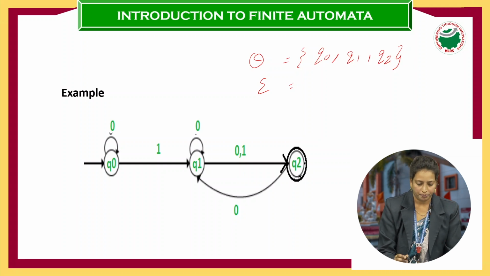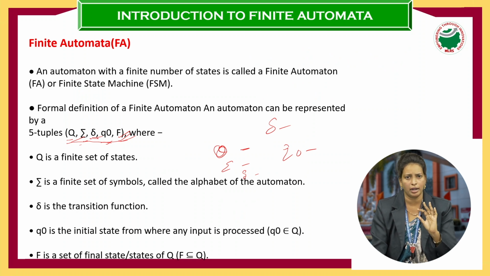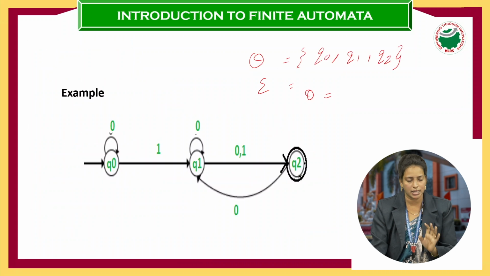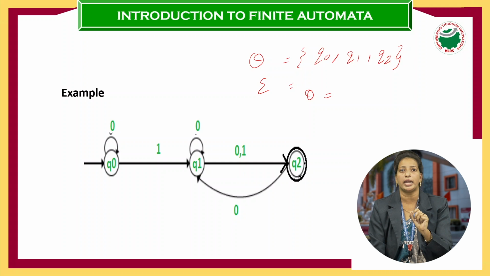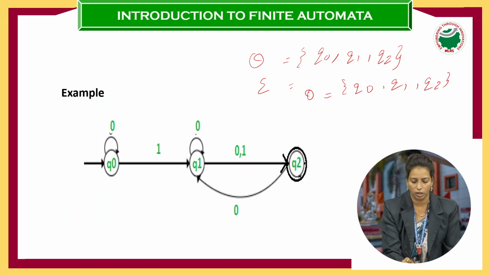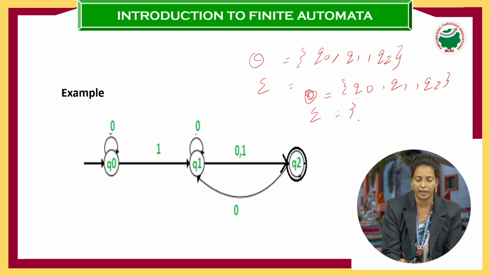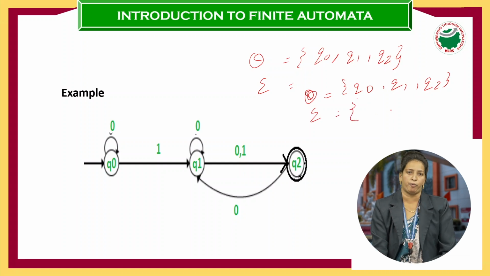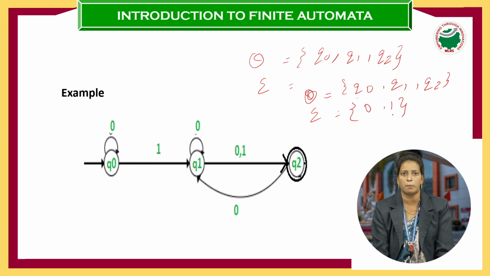Okay. In the previous slide we discussed how many tuples? 5 tuples: Q, sigma, delta, Q naught and F. In this example, Q represents the finite set of states. So here states are Q naught, Q1, Q2. Next, sigma indicates the finite set of input symbols. Here input symbols are 0, 1.